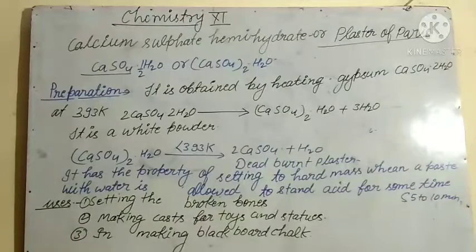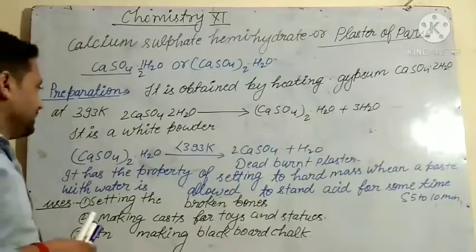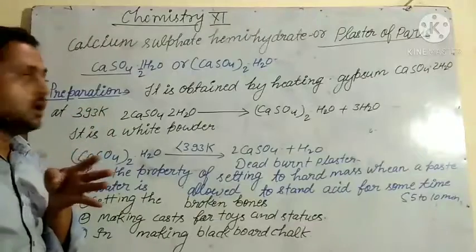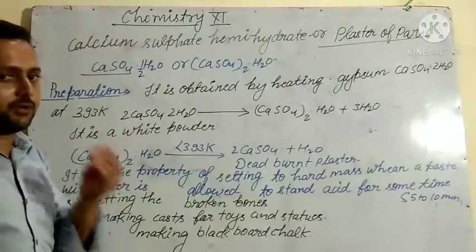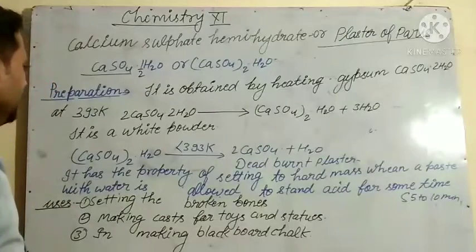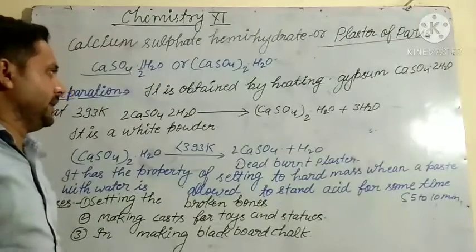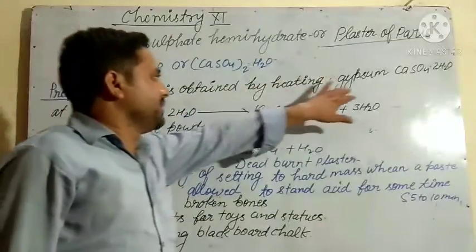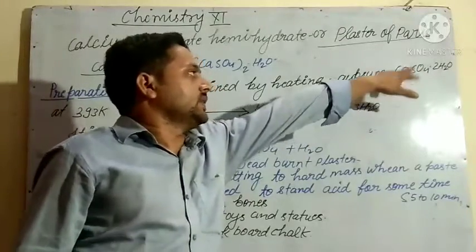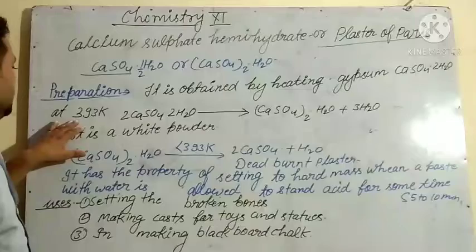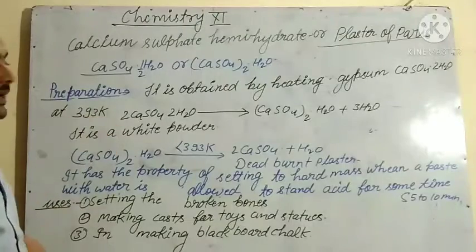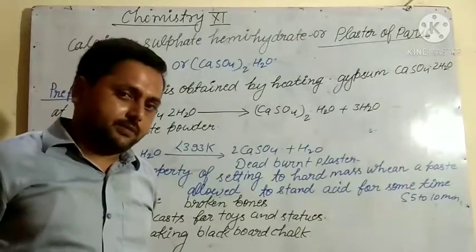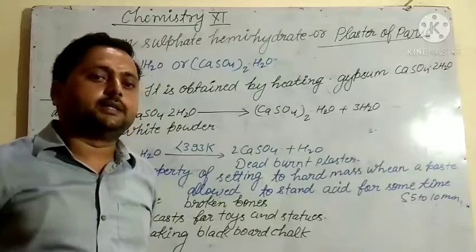Let us see the preparation. It is prepared by heating gypsum. Sometimes it is asked directly, how will you get plaster of Paris from gypsum? So by heating gypsum we get plaster of Paris. It is obtained by heating gypsum, meaning calcium sulfate, at 393 Kelvin.